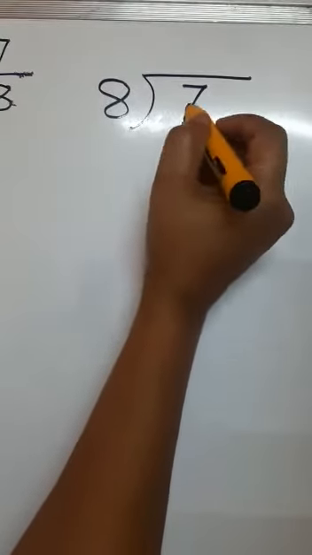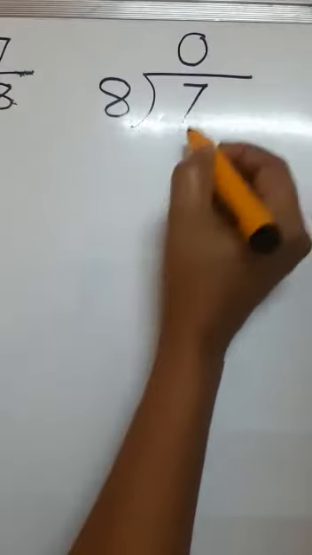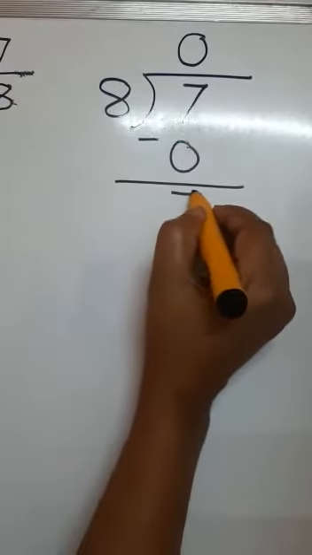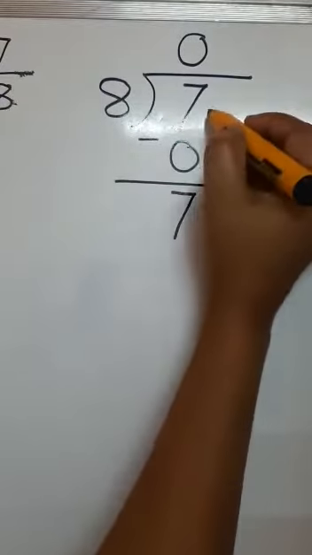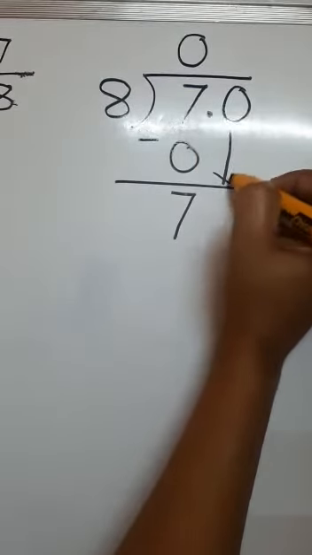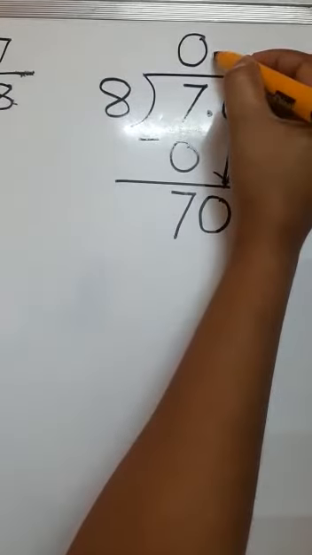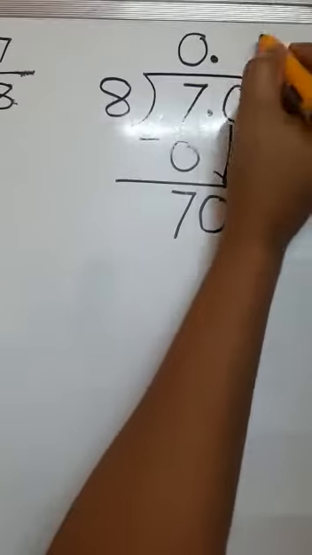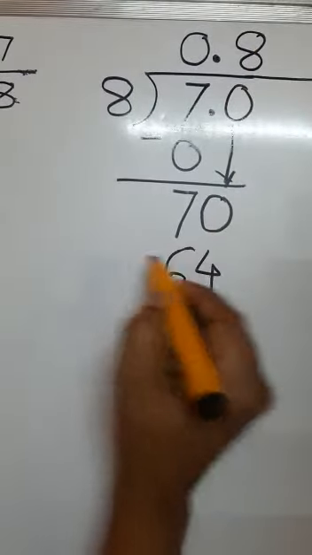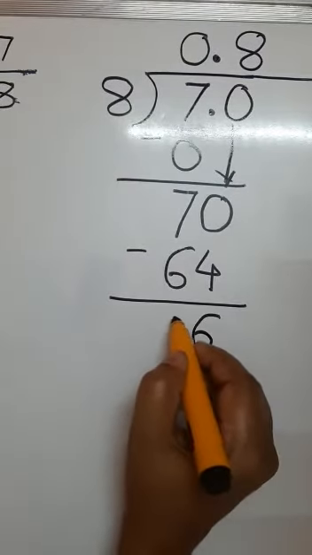Now this 7 is less than 8. So what we'll take? We'll take 8 zeros are 0. So after subtracting this 7 from 0 we'll get 7. Now the next thing is you have to place a decimal point and take a 0 over here, so that the 0 will come down. So it will become 70. Now here you have to place the decimal point over here. Now 8 8s are 64. So here I'll write 64 and 70 minus 64 is 6 and here you'll get 0.